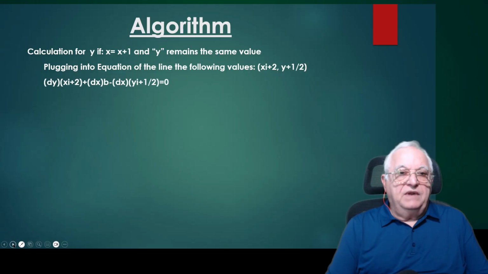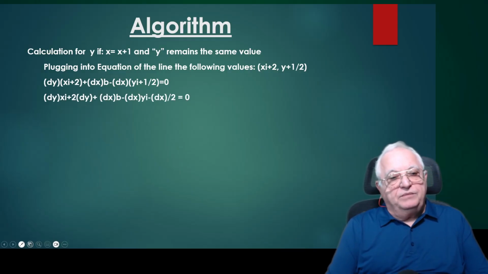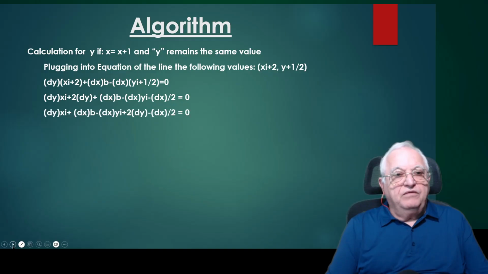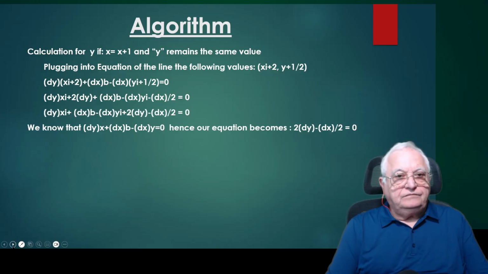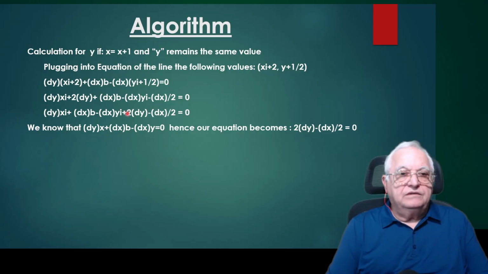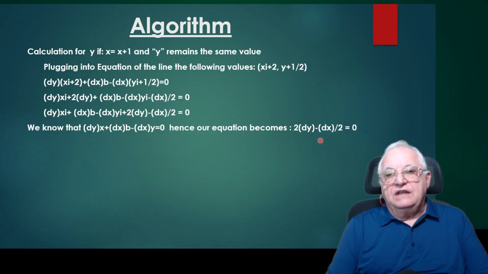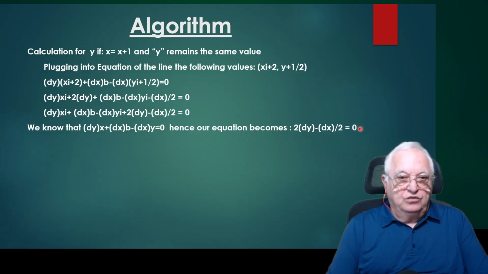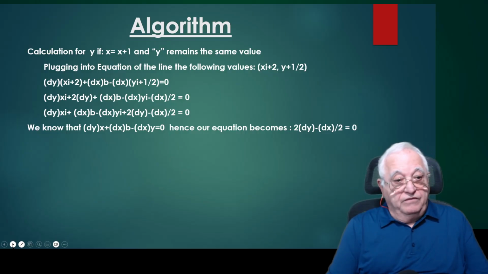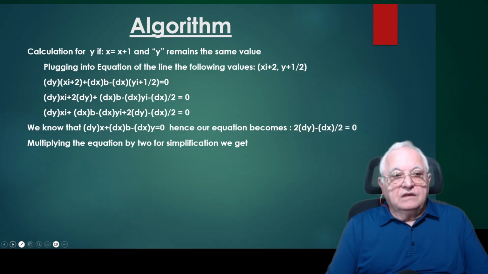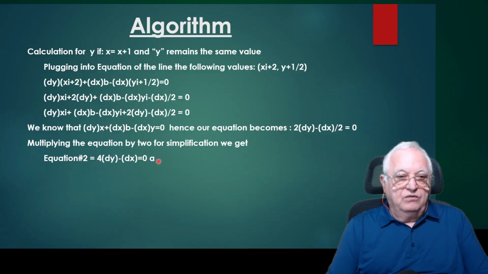So when I go ahead and plug it into my equation and develop the equation, then similar as before, I'm going to get to the point that part of the equation is equal to 0. What is left is 2 dy minus dx divided by 2 equal to 0. This other portion goes away because it's equal to 0, as I showed you before. So multiplying the equation by 2 for simplification, we get this particular equation, 4 dy minus dx equal to 0.